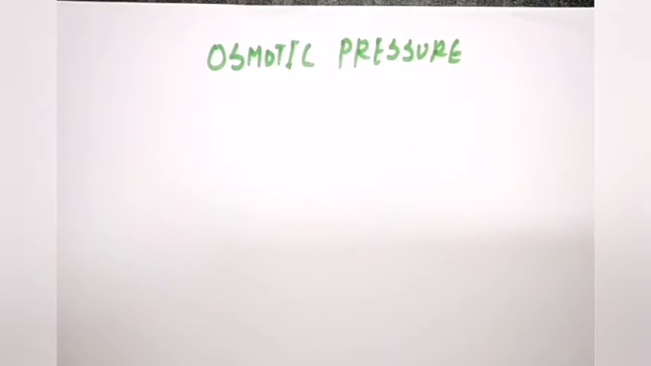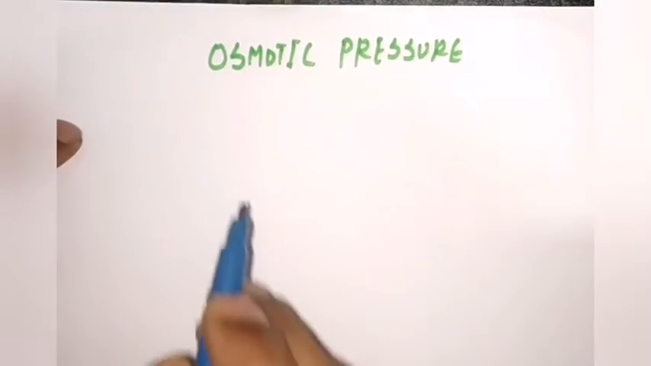So my dear student, in the previous lecture I have discussed all the topics regarding colligative property except osmotic pressure. So I am going to discuss today the fourth colligative property, which is related to osmotic pressure. Let's try to understand this concept first.